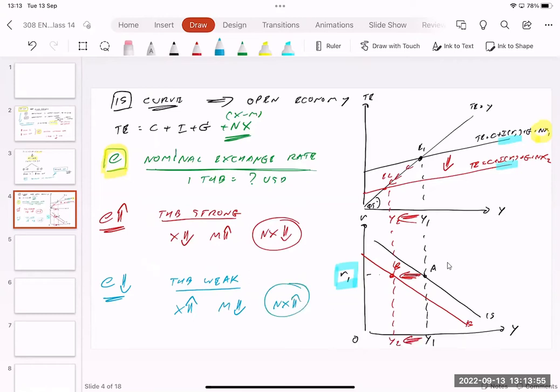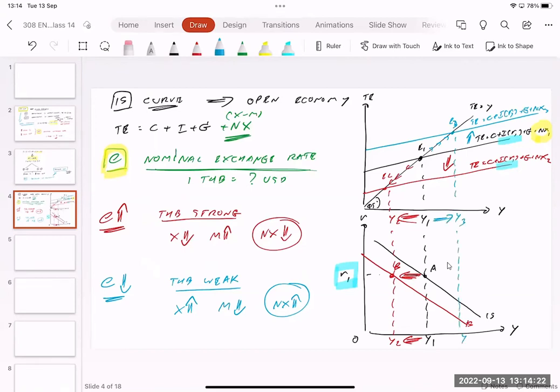So when the nominal exchange rate goes down and NX increases, it affects the total expenditure curve. The total expenditure curve shifts up. So this is TE equals C plus I of R1 plus G plus NX3. The equilibrium point changes from E1 to E3. GDP increases, going to the right from Y1 to Y3.